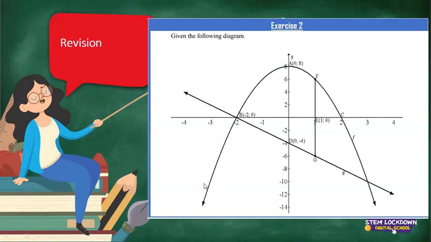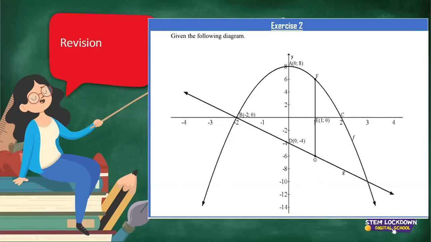This is your f, and the straight line is your g. So what is the equation of f? The f is your parabola. What are the things you have? You are given your two x-intercepts: x is -2 and x is 2. With two x-intercepts, you can find the equation of the parabola. You understand? And how do you do that?